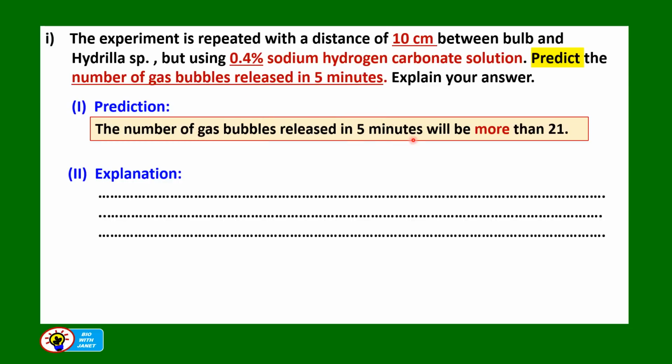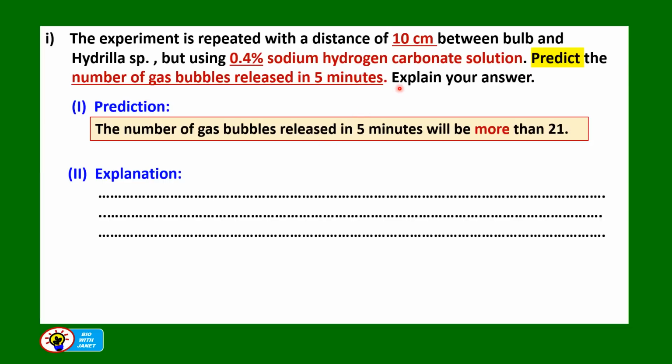Number of gas bubbles released in 5 minutes, it's more complete, will be more than 21, because 21 air bubbles was for 10 cm and using 0.2% sodium hydrogen carbonate. Okay, you have to refer back to the table. So now you just increase the concentration of the sodium hydrogen carbonate, you're increasing the concentration of carbon dioxide. Okay, so that means the number of gas bubbles will be more than 21 gas bubbles. Okay, the unit can be bubbles. Right, how to explain this?